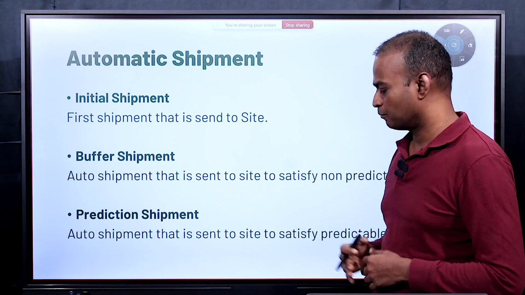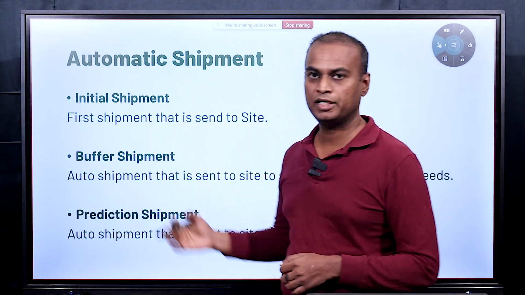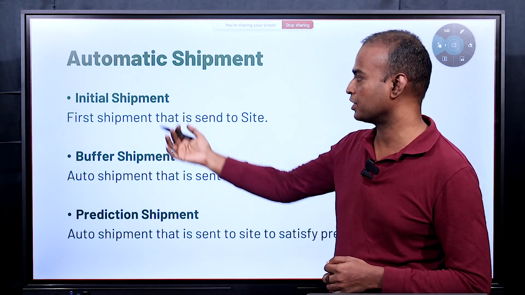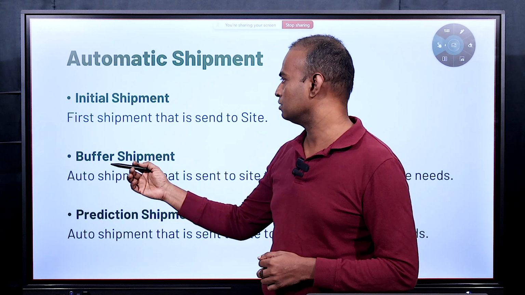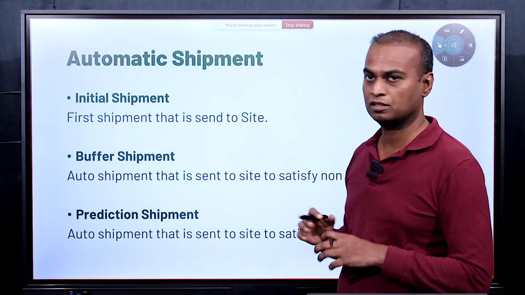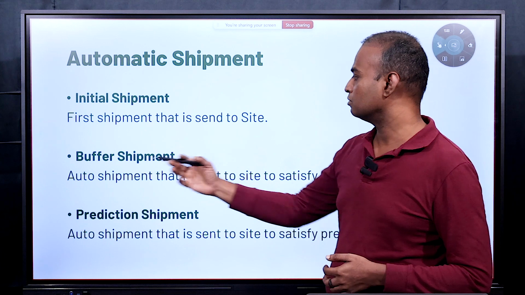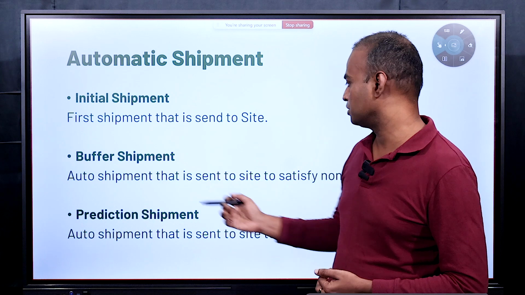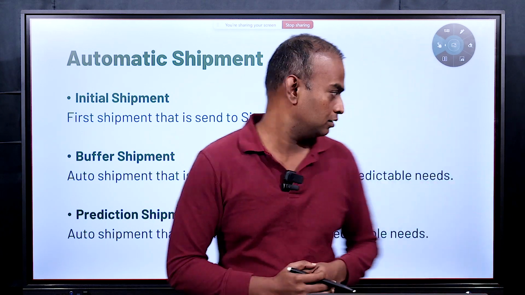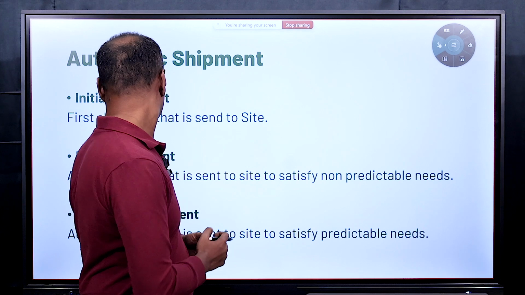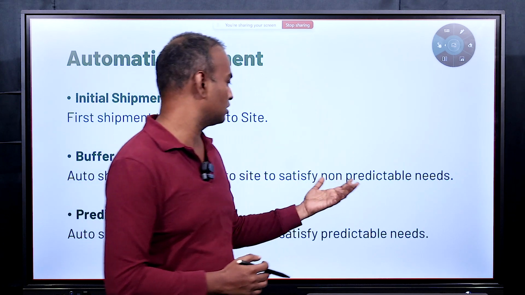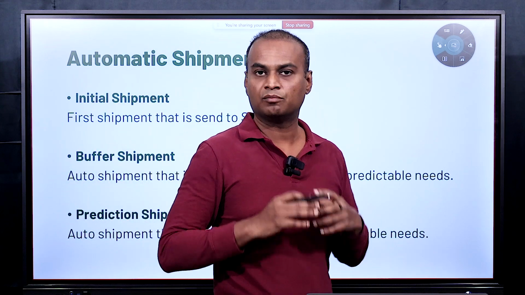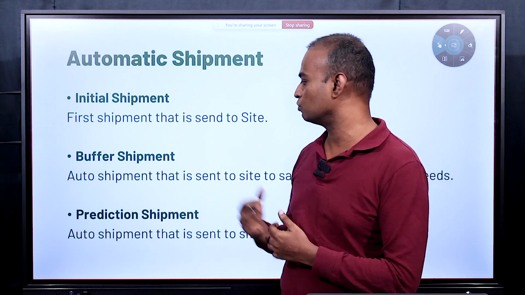By using these strategies we can raise three types of shipment. One is initial shipment, using the initial shipment strategy. Basically initial shipment is the first shipment that is sent to the site if it is configured. And buffer shipment is raised based on the buffer strategy. This is an automatic shipment sent to the site to satisfy non-predictable needs, so you send a shipment by the name automatic buffer shipment to the site.